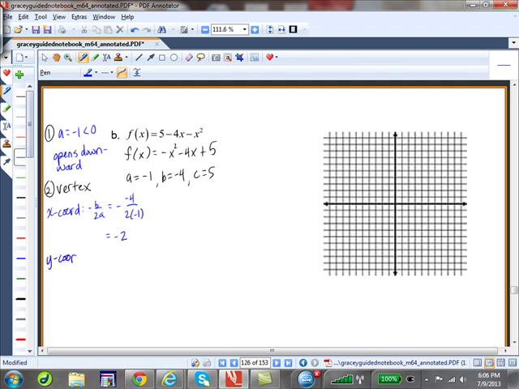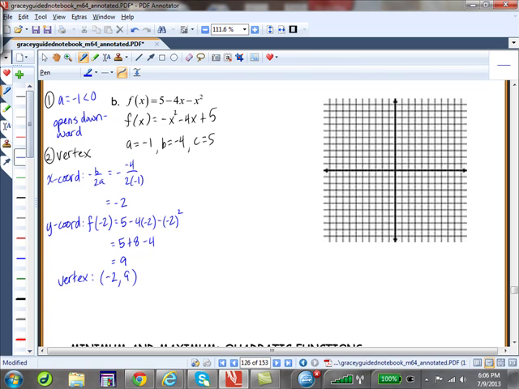The y-coordinate is the function evaluated at the x value we got, which was -2. So I'll just use the original, 5 minus 4 times -2 minus -2 squared. So that's going to be 5 plus 8 minus 4, which will be +9. So our vertex is at the ordered pair -2, 9.